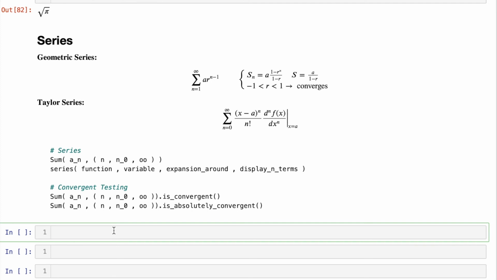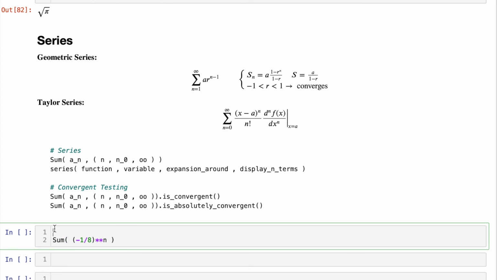So sums are really fun. Series and computing their sums. Who doesn't enjoy doing that? So we're going to do Sum, and we're going to be computing the sum of, which is what I want to do, minus 1 divided by 8 to the n. Now, in series, we always have n to be an integer value, 1, 2, 3. So let us now define n to equal Symbol n, and we want integer equal to True. So this is telling SymPy that I want n to be an integer.